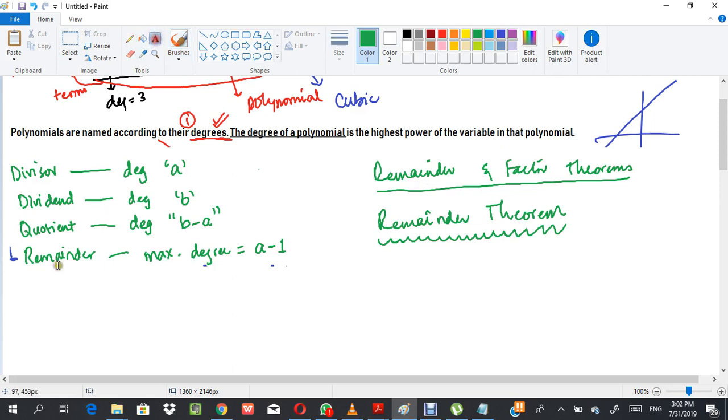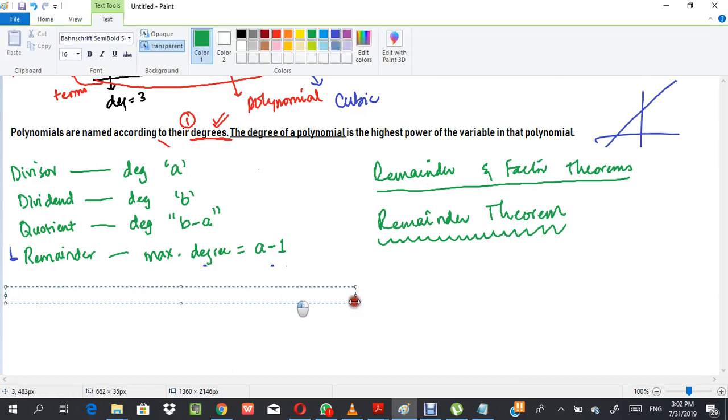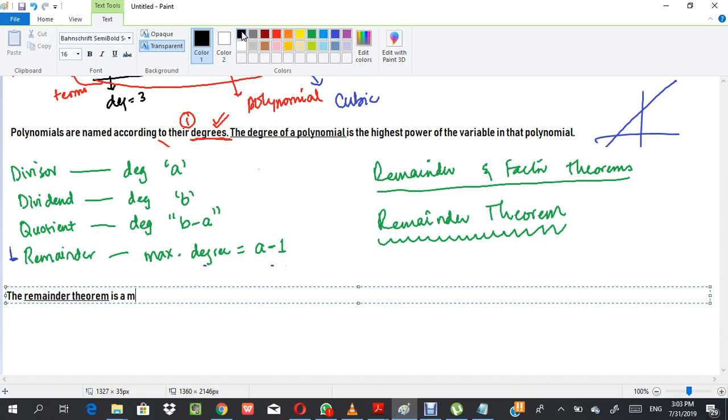So we'll write this down. The remainder theorem is a method of finding the remainder when a polynomial is divided by a linear divisor.